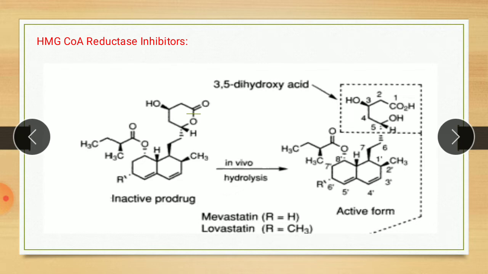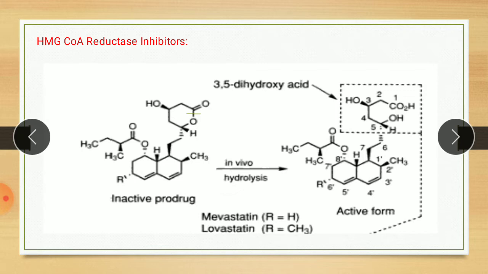After several years, a structurally similar compound was isolated from Aspergillus species, known as lovastatin, which is more potent than mevastatin. Here in the structure, mevastatin is the first drug, a fungal metabolite able to inhibit the HMG-CoA reductase enzyme. Then lovastatin came into existence, which is more potent. The structural difference between these two drugs is only a CH3 group. In mevastatin, at the 6th position R equals H. In lovastatin, R equals CH3, that is a methyl group.